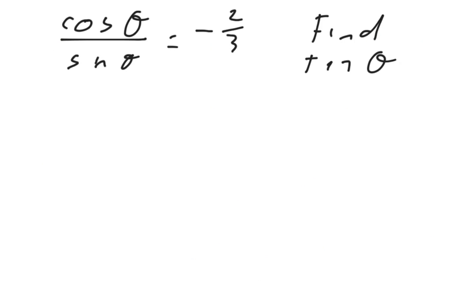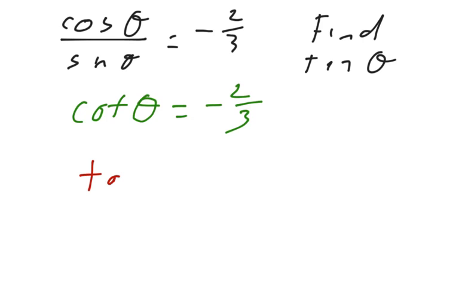Alright, here we're looking for tangent. Well, cosine over sine is the same thing as cotangent, but they're not asking for what cotangent is equal to. We got cosine theta over sine theta to start out with, which was cotangent. So when we have cotangent, we want to change it to tangent, we're taking the reciprocal, so we take the reciprocal of the other side.